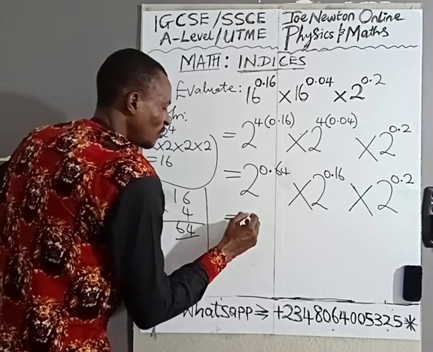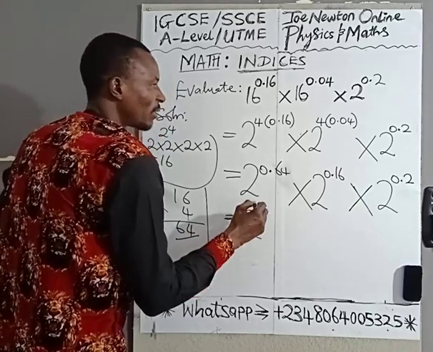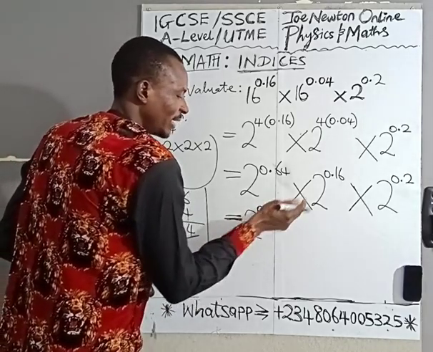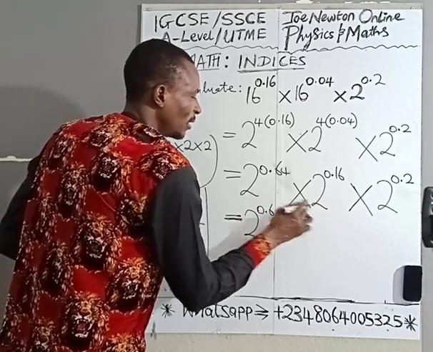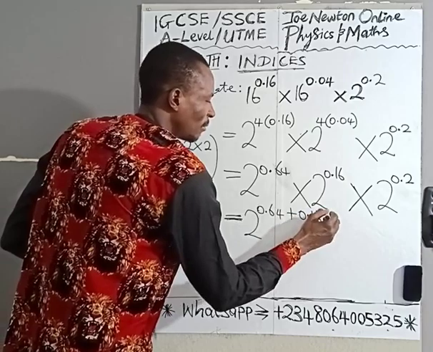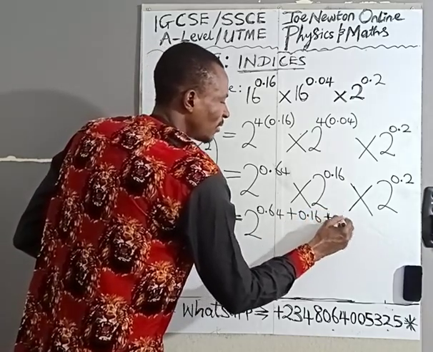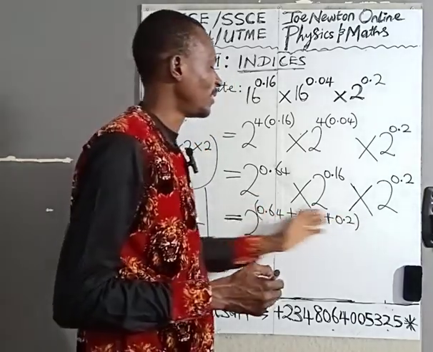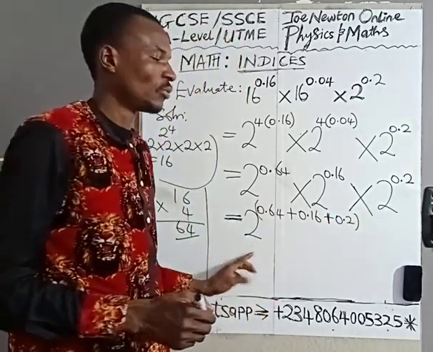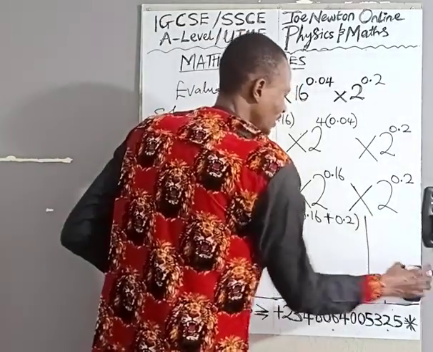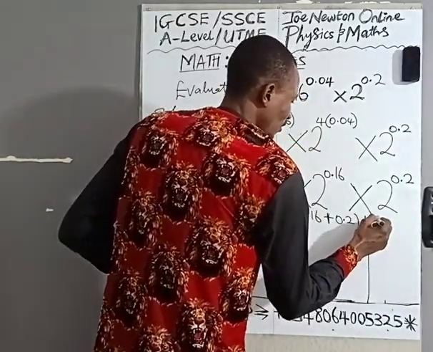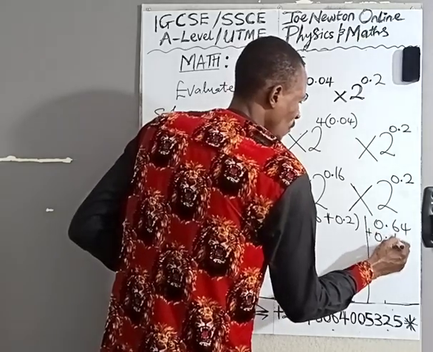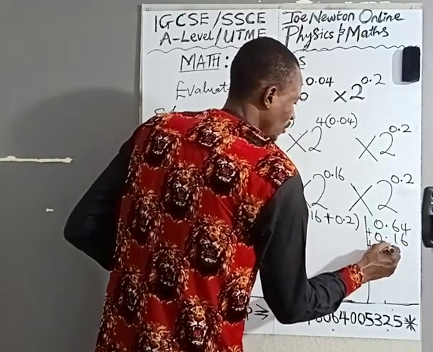Okay, so this now becomes 2 raised to the power of 0.64 plus, it now turns to plus 0.16 plus 0.2. So let's put bracket. This bracket shows that we are going to simplify this, and all belong to this base 2. So let's work it out here. That will give us 0.64 plus 0.16 plus 0.20.